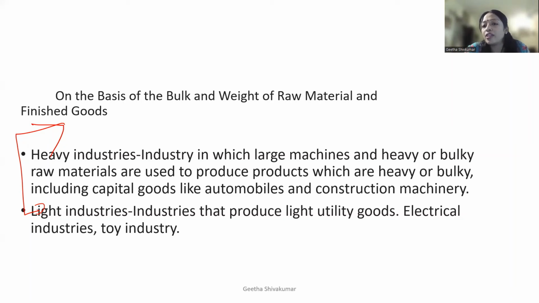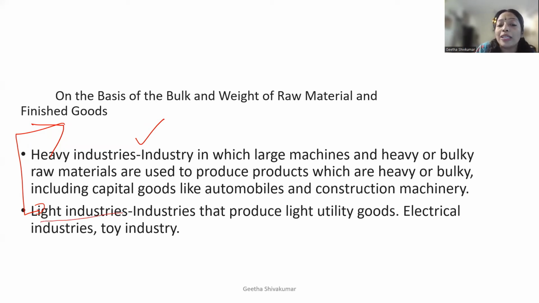When we go to buy vegetables, we say, today there are too many vegetables, it is really very heavy. But we cannot call it a heavy industry. In geography there is a different meaning for heavy industries and light industries. Now what are heavy industries? Industries in which large machines and heavy, bulky raw materials are used are known as heavy industries. For example, automobiles or construction machinery. These are very heavy in nature itself, so that's the reason they come under heavy industries.